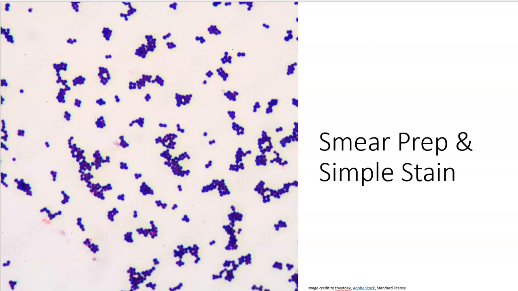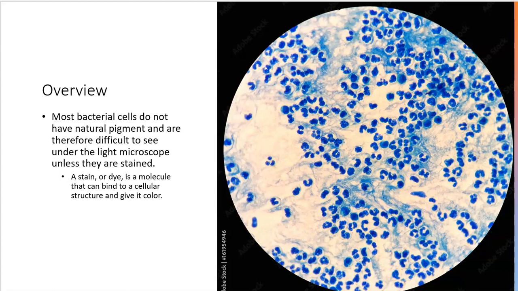In this lesson, we'll be talking about smear preparation and simple staining. So in our prior microscopy lesson, we talked about how bacteria naturally don't have pigmentation. So if you tried to put them against the background of a clear microscope slide, you would not be able to create that contrast to see them clearly.